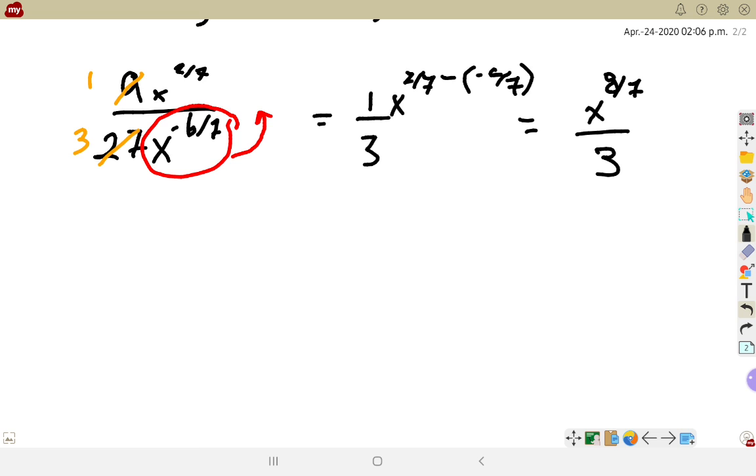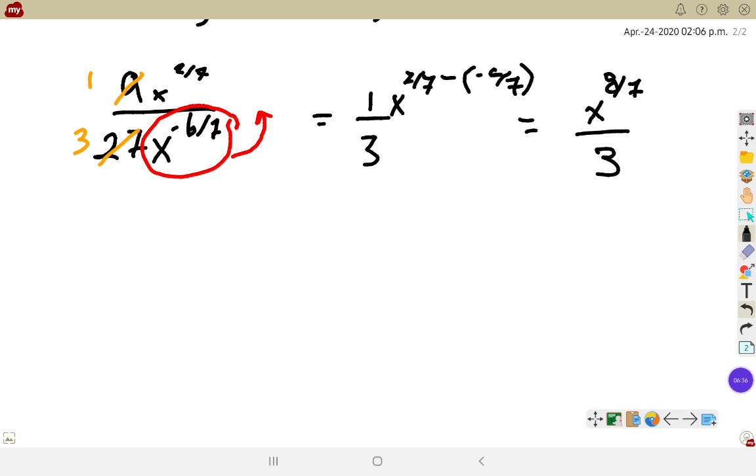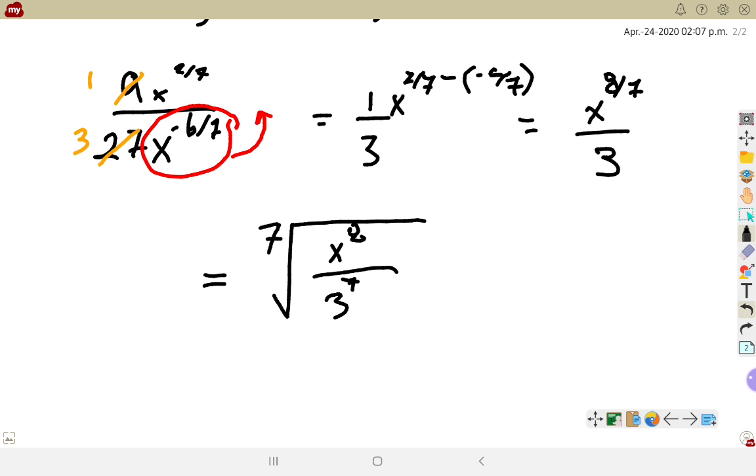Now if I want to write that as an entire radical, that means I want to put everything underneath the one radical sign. So in this case, I need to have the 7th root of x exponent 8. And in order to move that 3 underneath, it would need to be 3 with an exponent of 7. And so that's going to be the 7th root of x exponent 8 over 2,187. So there it would be as an entire radical.